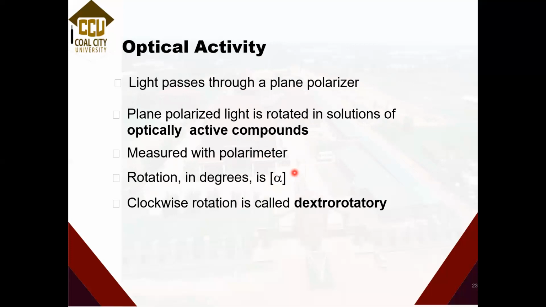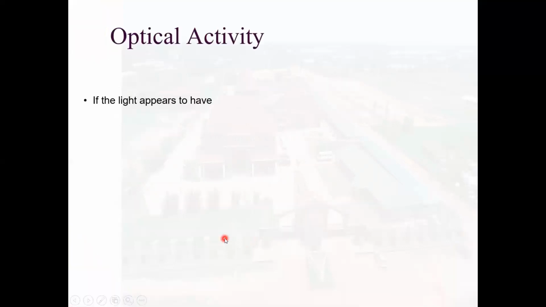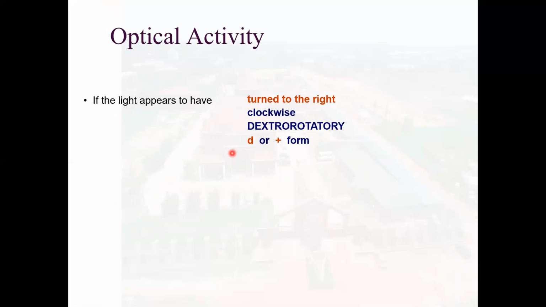Now, when we have a clockwise rotation, we call it dextrorotatory. When we have an anti-clockwise rotation, we call it levorotatory. So we have the dextrorotatory and the levorotatory. Dextrorotatory is when we have clockwise, levorotatory is when we have anti-clockwise. Now, if the light appears to have turned to the right, that is clockwise, we call it dextrorotatory, like I said, and we show it using a D, or we use a positive sign.